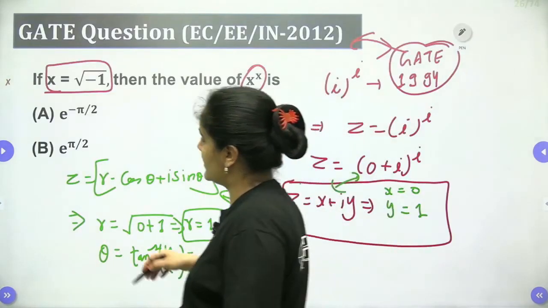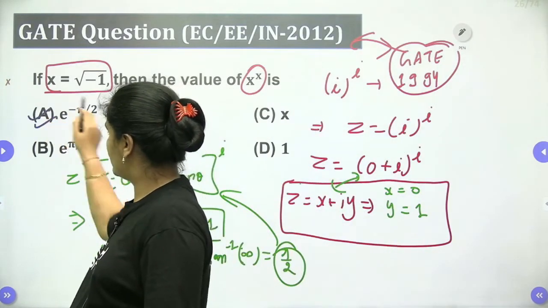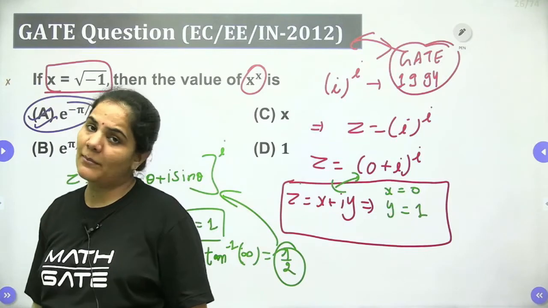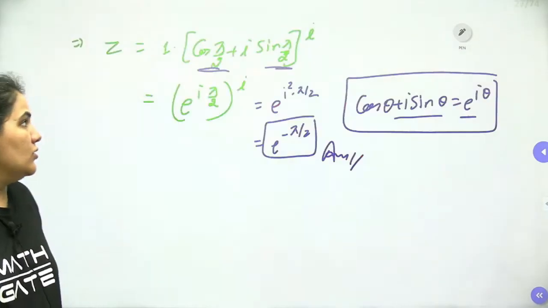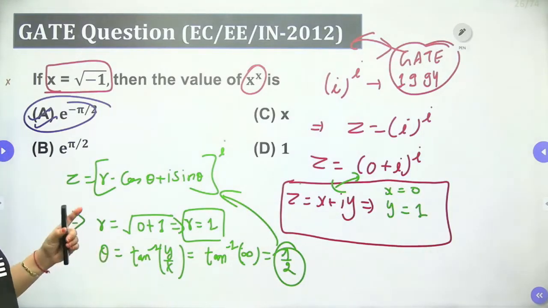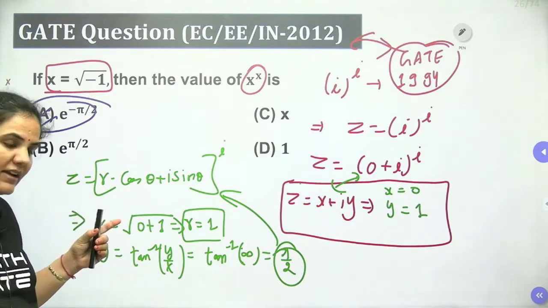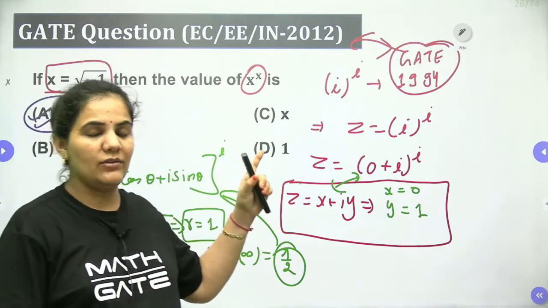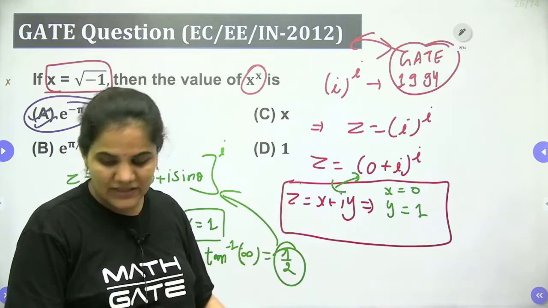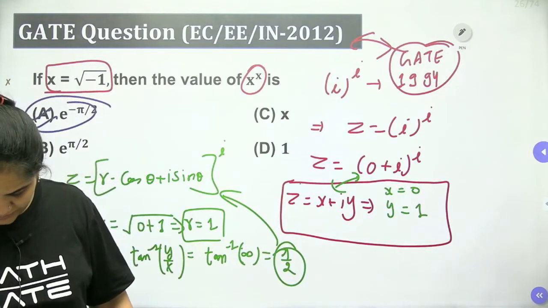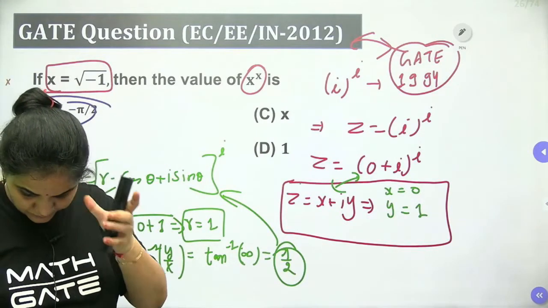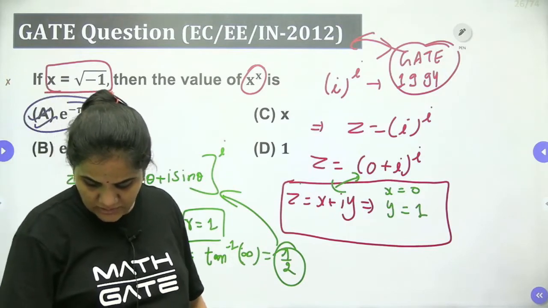Do we have options? Yes. So the final answer is option A, e to the power minus pi by 2. So we can easily approach the question, whether it is written in the form of x to the power x, or in the form of iota to the power iota. You can easily approach it, right, guys? Okay, so now let's discuss one more question.